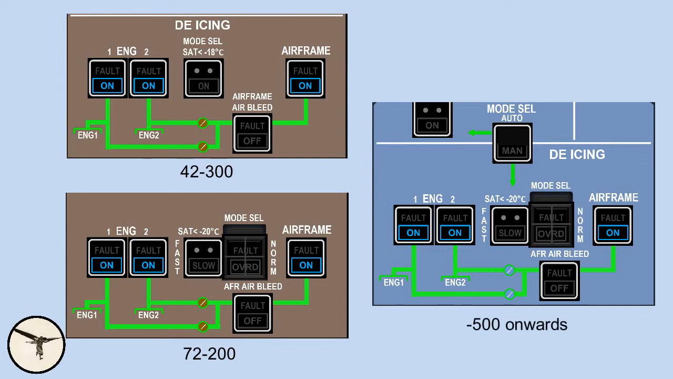As I mentioned earlier, ATR 500 onwards have MFCs that receive air temperature information from the air data computers. Therefore, the switching between fast and slow modes is automatic.